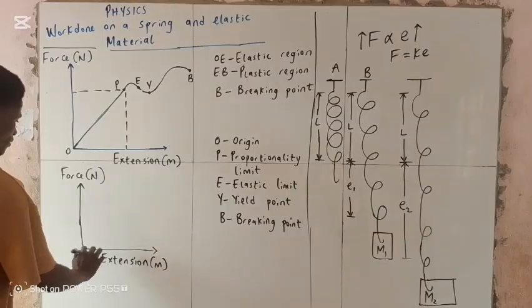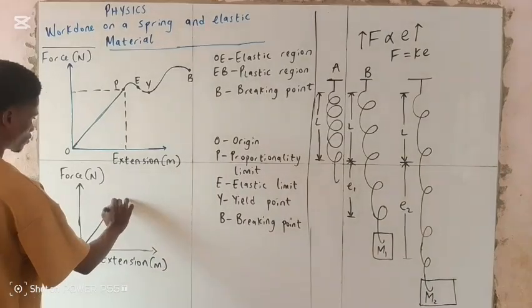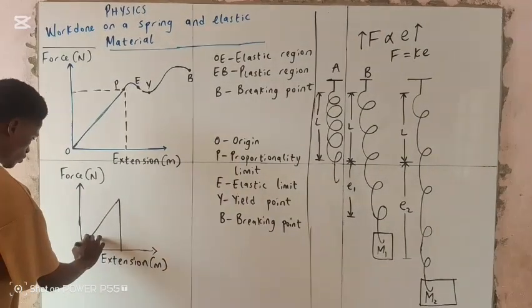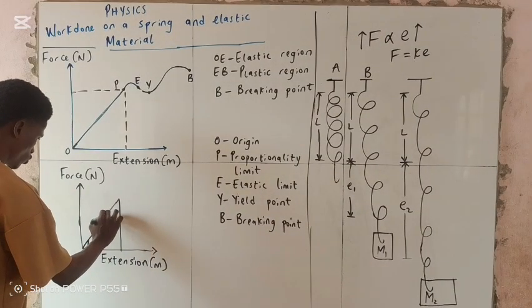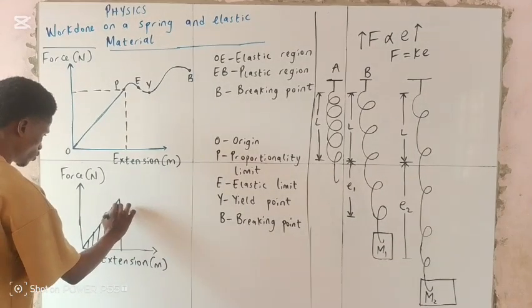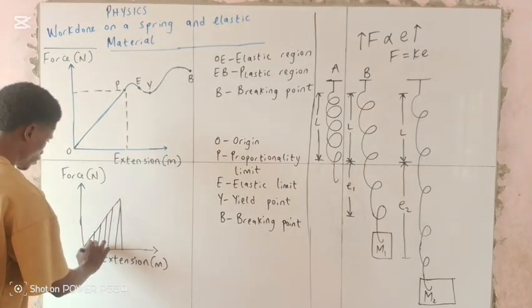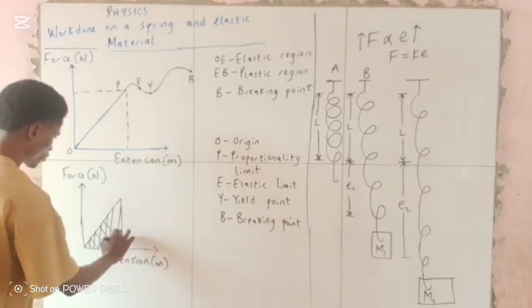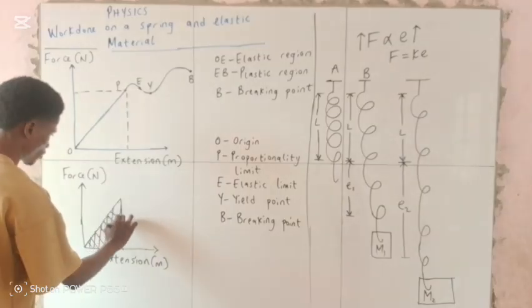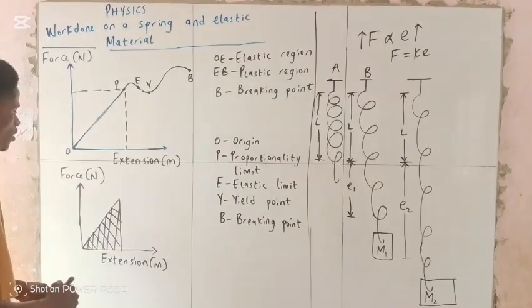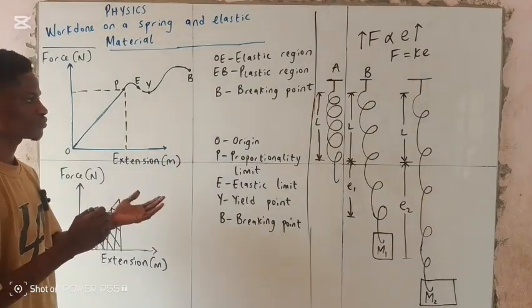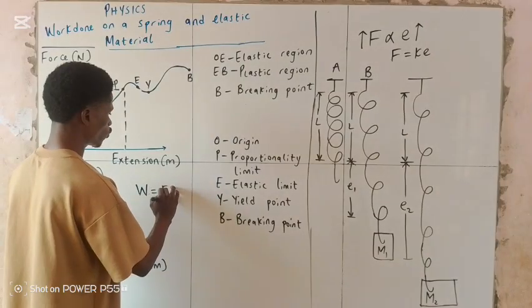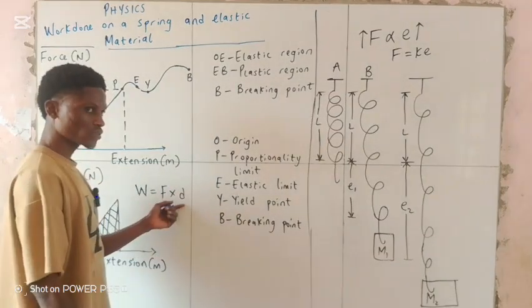So bringing this idea, we're going to have this. So you have this. So this particular region is what we refer to as the work done on a spring. Remember the idea for work done. We said work done normally equals what? Force times distance.